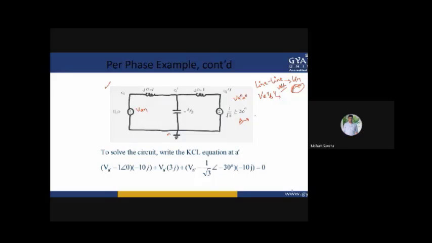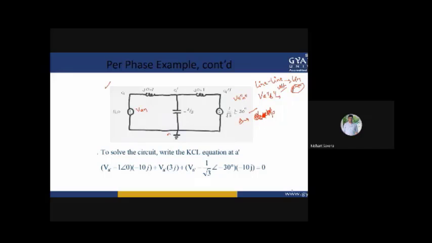So in delta connected, I have told you the line voltages are not equal to the phase voltages. Sorry, they are equal in this way. Okay, so it has been written over here. That is 1 by root 3 angle minus 30 degree.